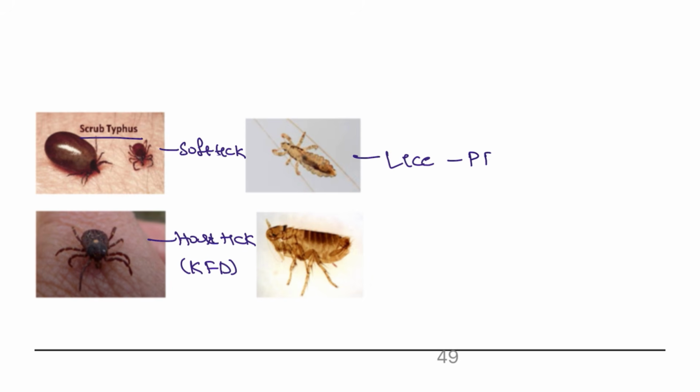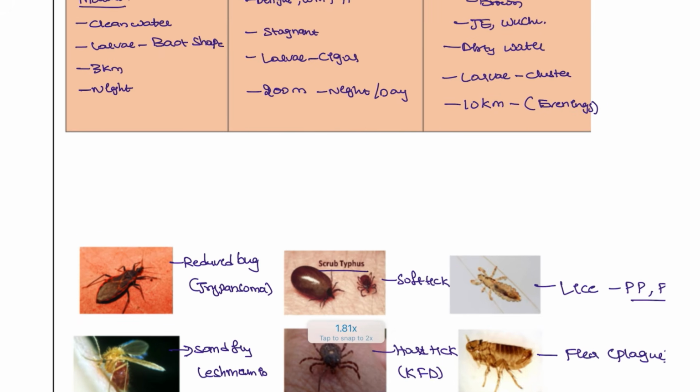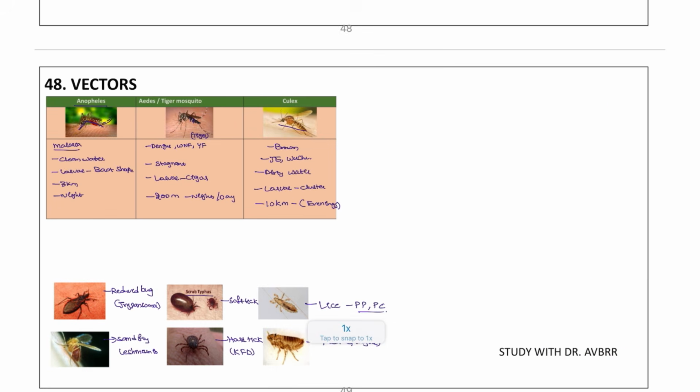And next, this is the lice. Okay, Pediculus pubis, Pediculus capitis, and Pediculus corporis. This is caused, and this is a flea causing the plague condition, right? Plague condition. Next, how can we treat this, the prevention? Please watch the PSM video where we attach the prevention of these vectors.